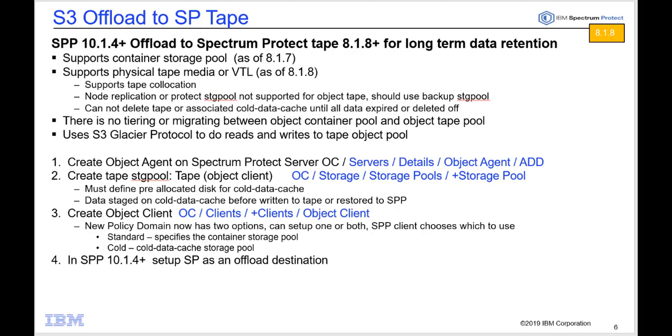So in summary, Spectrum Protect version 8.1.8 now supports the ability to offload data from a Spectrum Protect Plus client to tape. We do utilize the standard S3 Glacier protocol, and we are implementing a cold data cache that will be utilized for staging that data from the disk out to tape for both backups and restores.